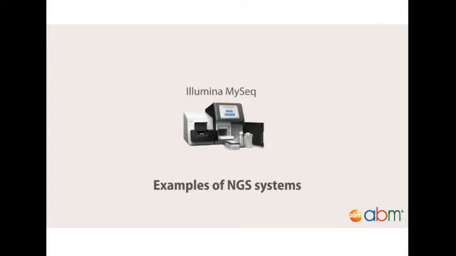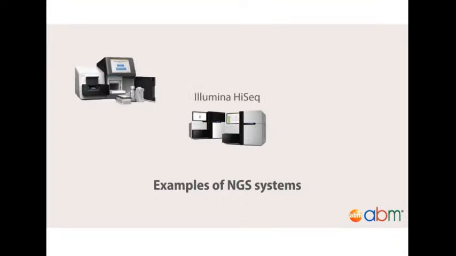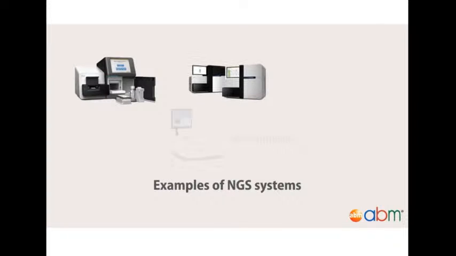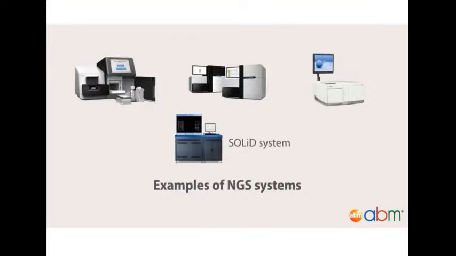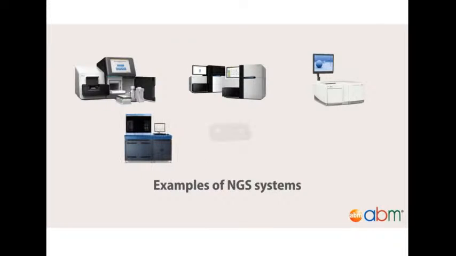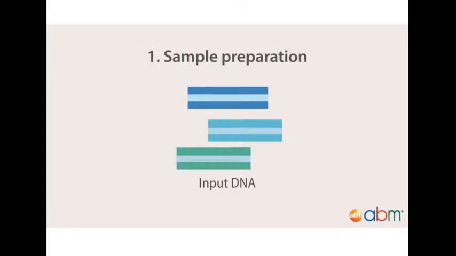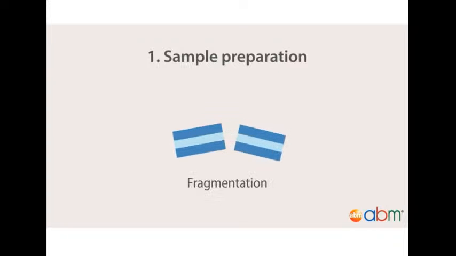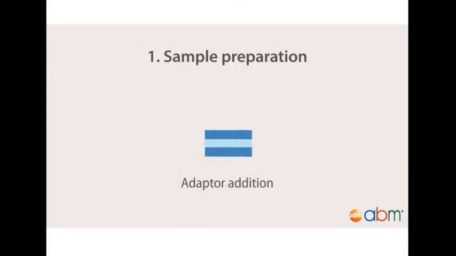Next-generation sequencing systems have been introduced in the past decade that allow for massively parallel sequencing reactions. These systems are capable of analyzing millions or even billions of sequencing reactions at the same time. Although different machines have been developed with various differing technical details, they all share some common features. 1. Sample preparation. All next-generation sequencing platforms require a library obtained either by amplification or ligation with custom adapter sequences.